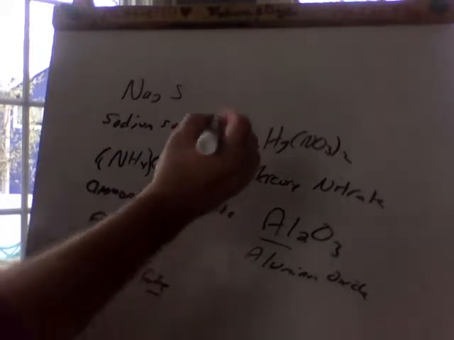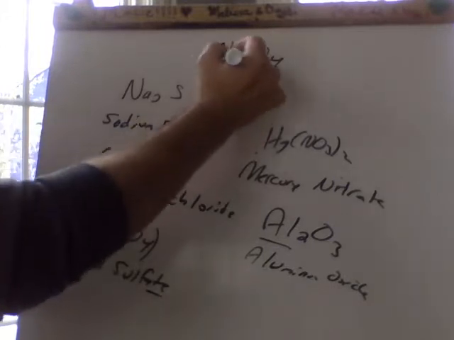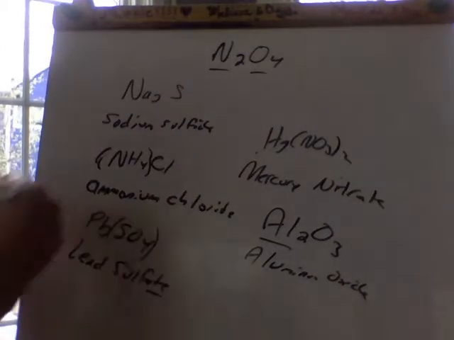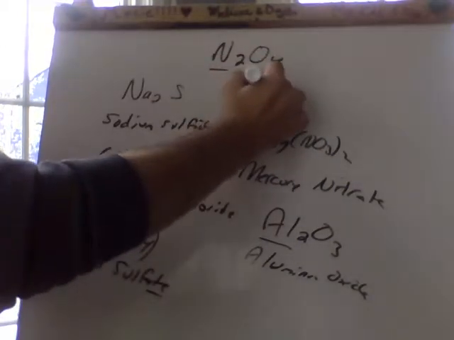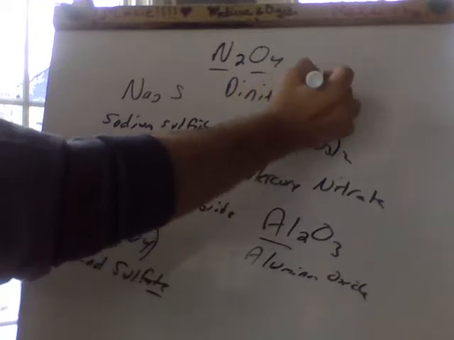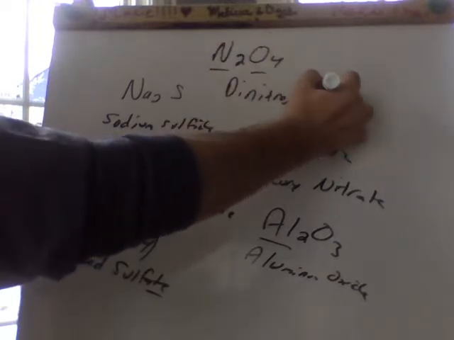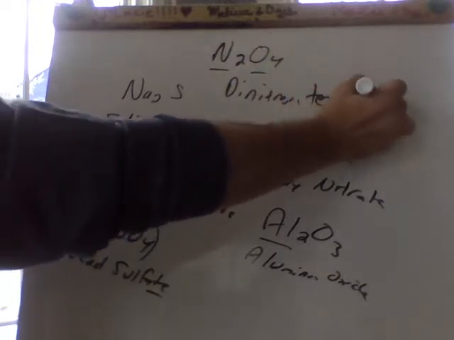Now the next one, you see this one? N2O4, that's two non-metals, so that's going to use our prefixes. Dinitrogen for 2, and tetra for 4, and we change the ending to IDE. So hopefully you're getting the hang of this as you go through this.